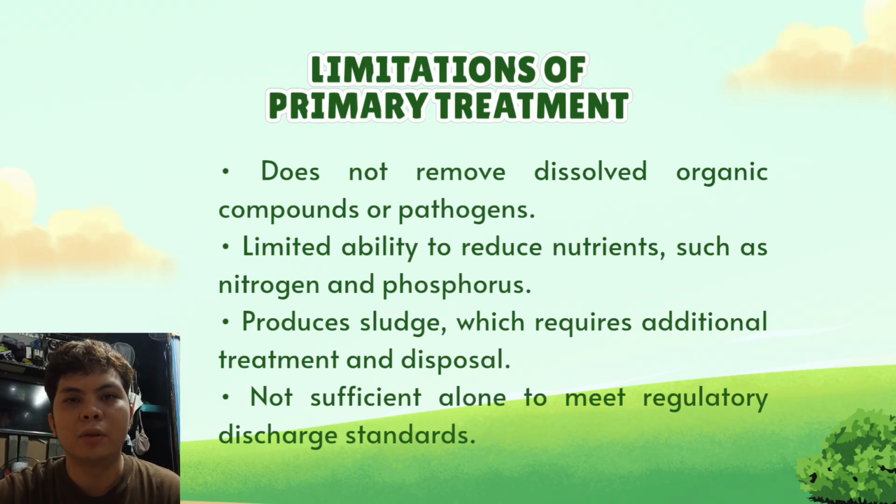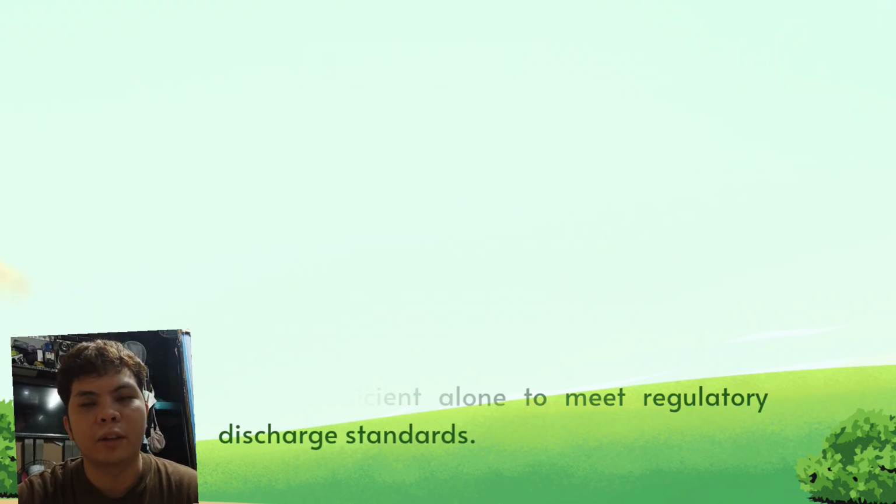For the third one, it produces sludge which requires additional treatment and disposal, because this process generates a sludge that requires further treatment and proper disposal, increasing cost and complexity. For the last one, it is not sufficient alone to meet regulatory discharge standards, which means primary treatment does not meet discharge standards, requiring secondary or tertiary treatment for proper wastewater purification.